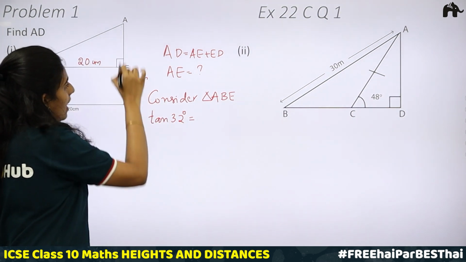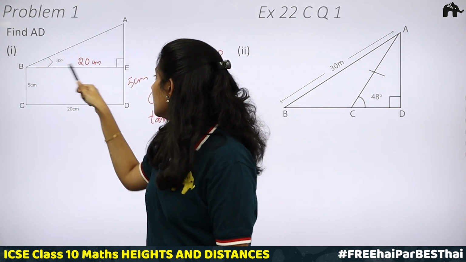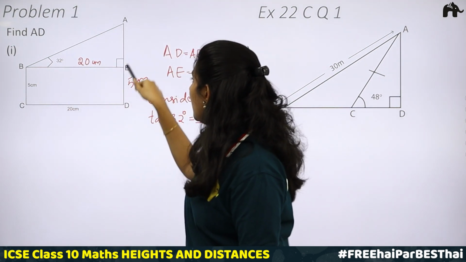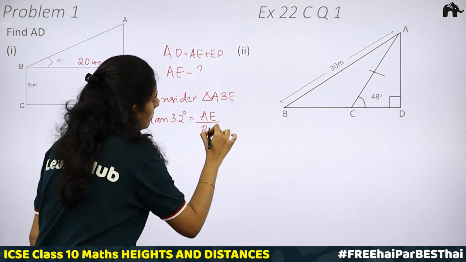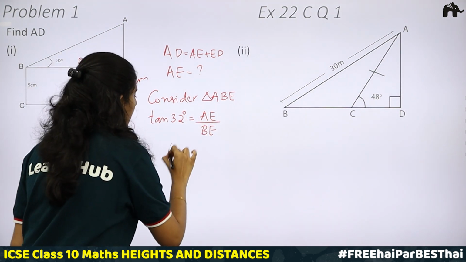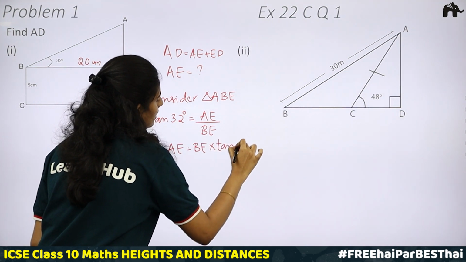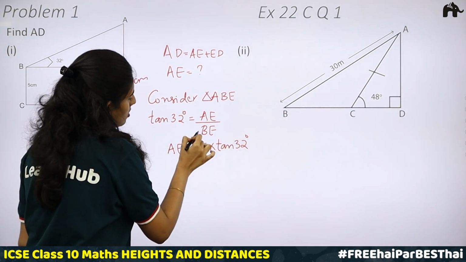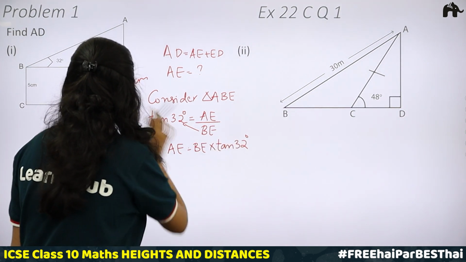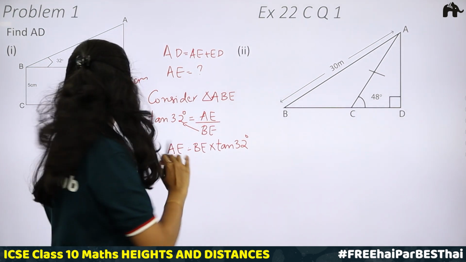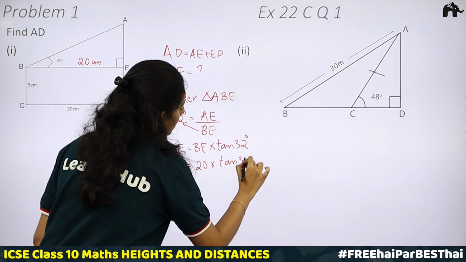Opposite to 32 degree, we have AE. Adjacent side is BE. So tan 32 degree is AE by BE. Then we can write AE is equal to BE into tan 32 degrees. What is BE? BE is equal to 20 centimeters. So, 20 into tan 32 degree.